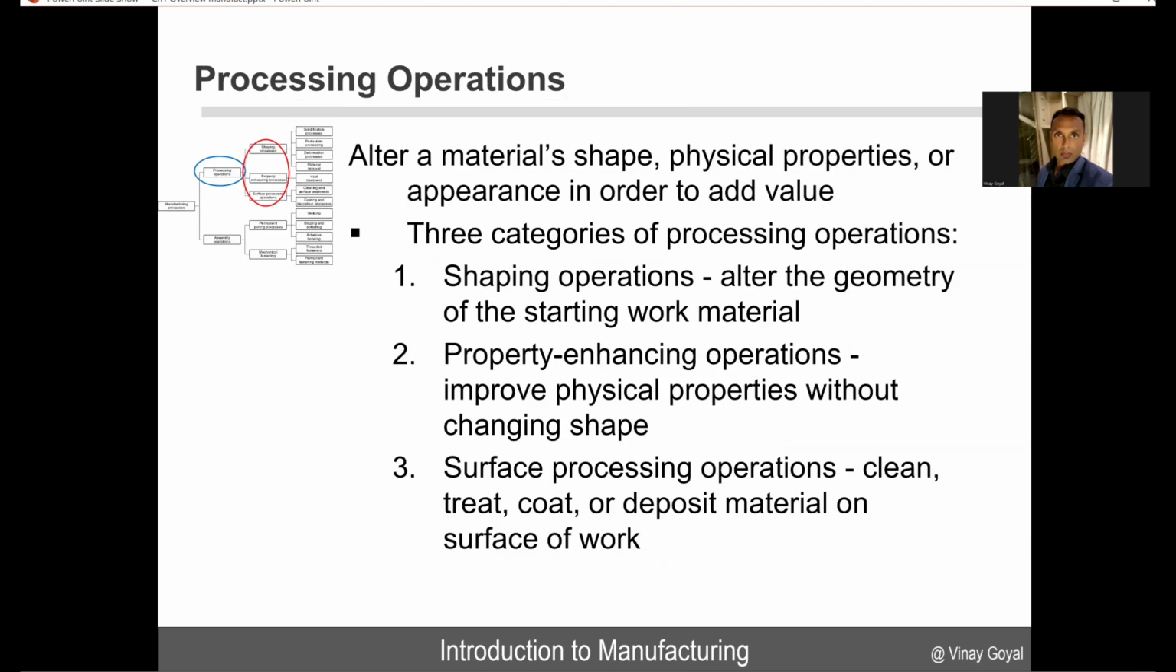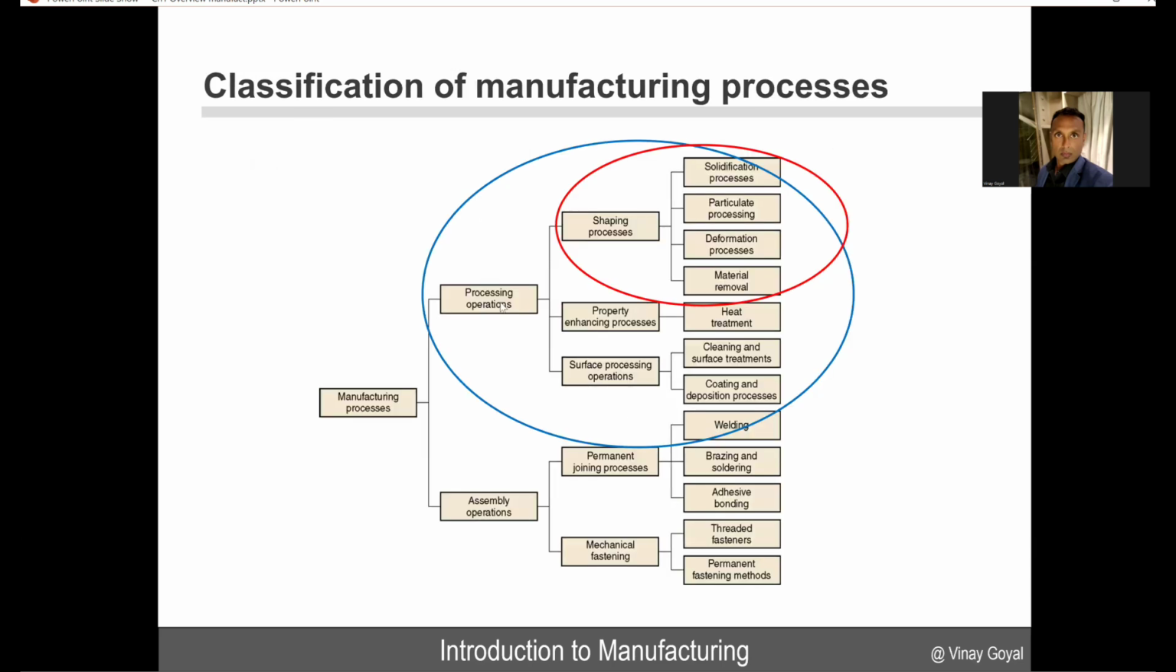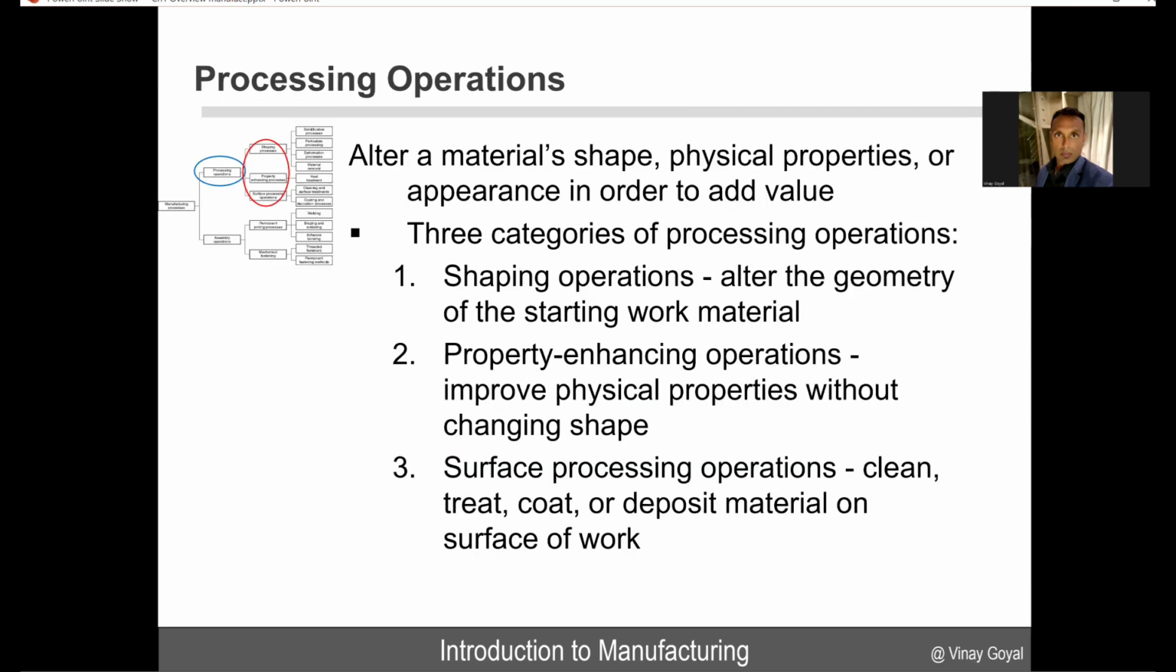So processing operations alter a material's shape. And so here what I'm looking at is processing operations. That will require altering the material shape, physical properties, or appearance in order to add value. There are three categories of processing operations. You have the shaping operations, which alter the geometry of the starting work material, property enhancing operations, which improve the physical properties without having to change the shape, and then you have surface processing operations, which could include cleaning, treating, coating, or depositing material on a surface of that work part.